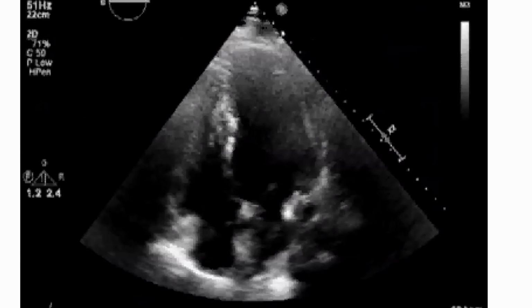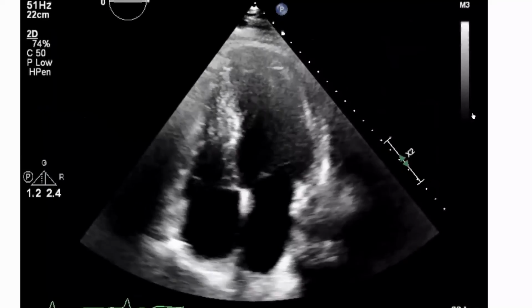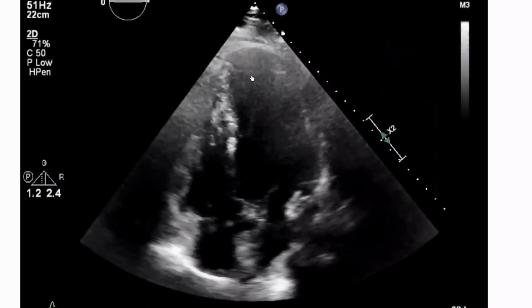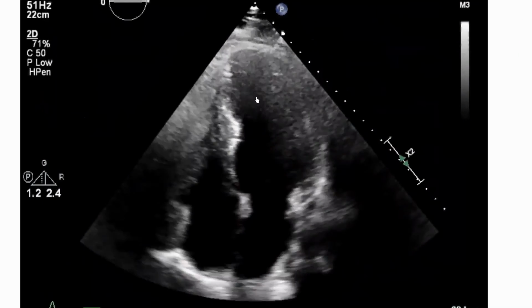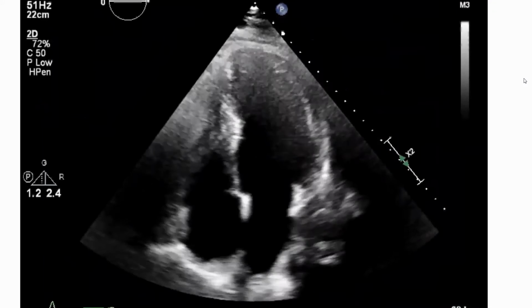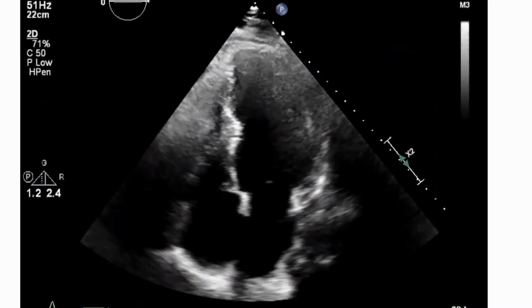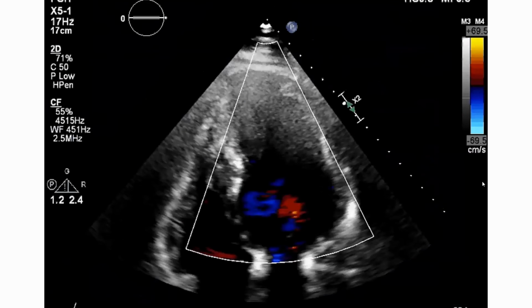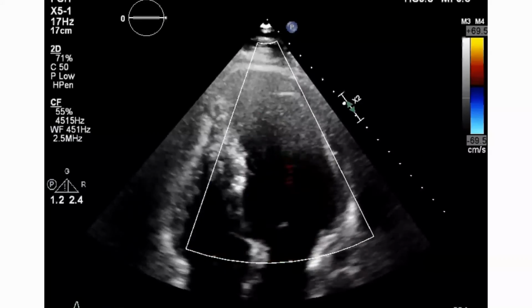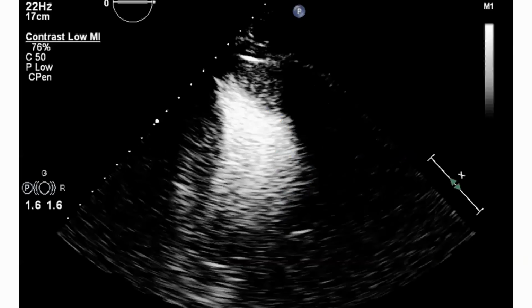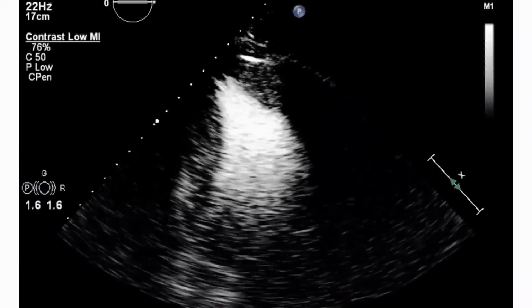And we've got a couple here from Fish. You can see that apical variant there with that sort of ace of spades appearance going into the apex. And you can see nicely with the colour that acceleration coming out of the apex. And here's the contrast study that we did.